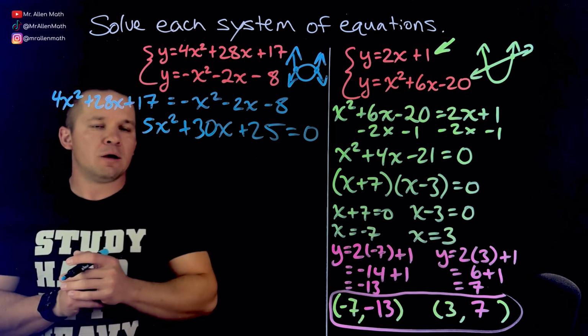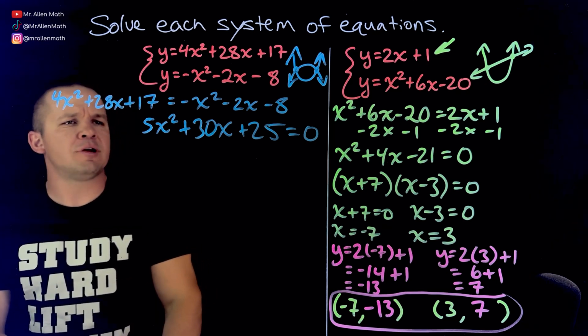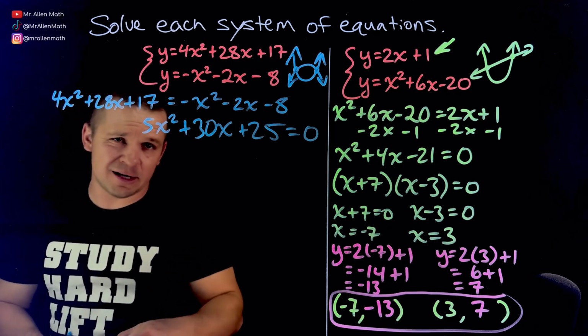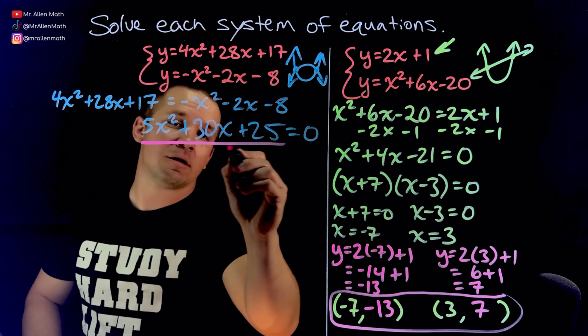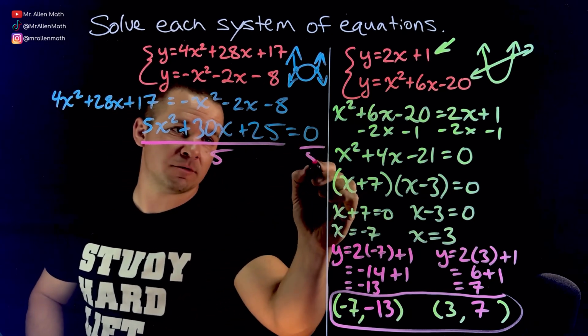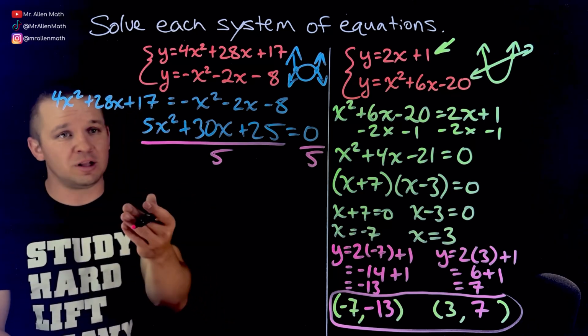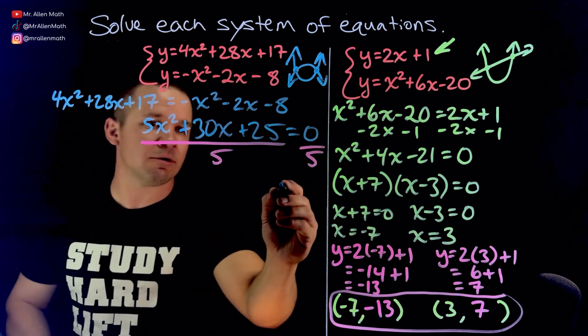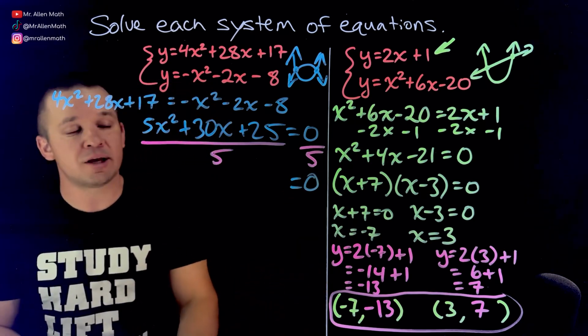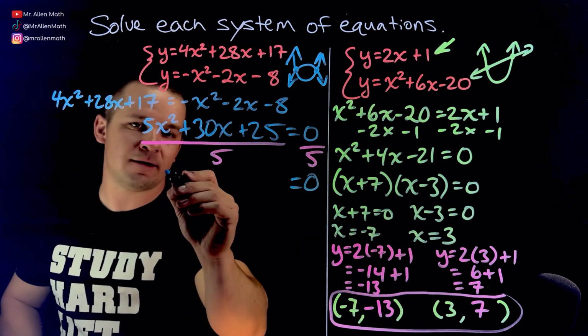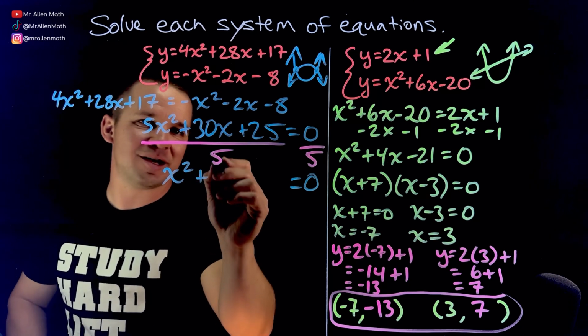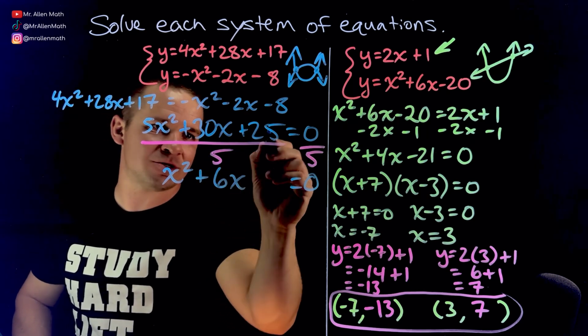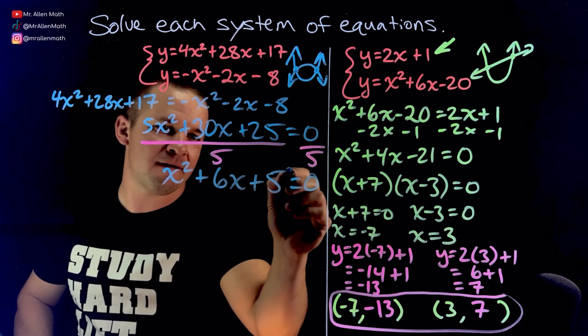All right. Interesting. 5, 30, and 25. Aren't those all divisible by 5? You can do this, guys. This is totally legal. I can divide everything by 5. You're like, well, what about 0 divided by 5? That's just 0. So x squared plus 30 divided by 5 is 6x, and 25 divided by 5 is plus 5.